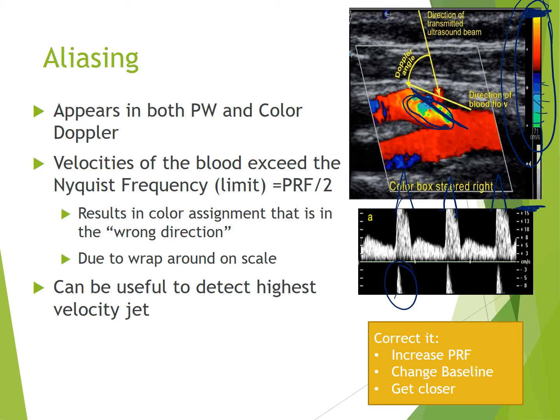So to correct for aliasing, we're going to increase our scale, also known as PRF. We can try changing our baseline, so we can take this line here and drop it down into our spectral window. Or the last thing that we can do to correct aliasing is just get closer to the area that we're imaging, which also has to do with the PRF. Again, we'll learn more about aliasing in depth in the pulse wave chapter, but just understand that aliasing is going past that Nyquist frequency or Nyquist limit.